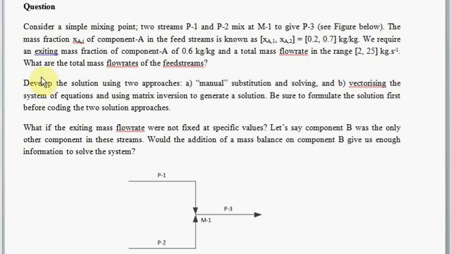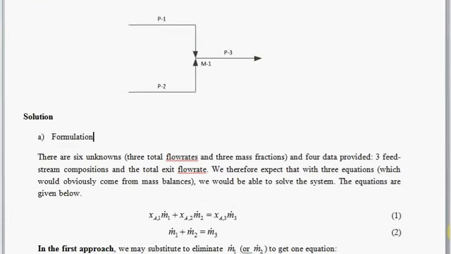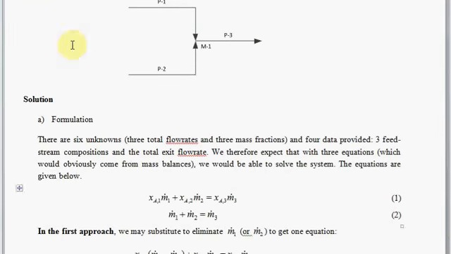So in this problem it says find it using manual substitution, and in the second approach by vectorizing and using matrix inversion. So let's do that. And first let's generate a system of equations. So here's the formulation. We can talk about the degrees of freedom in here. Those are the variables, right?